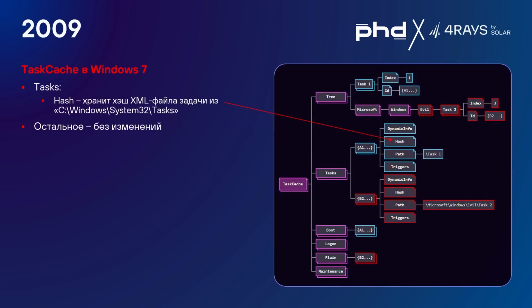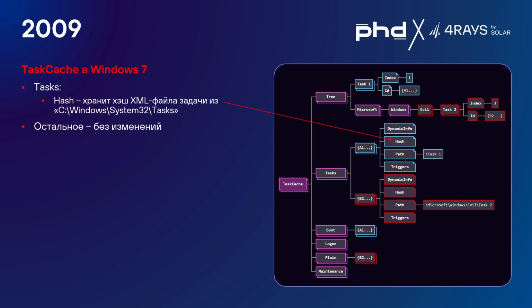In 2003, they added another hash value, which stores the hash of the task's XML file in C:\Windows\System32\Tasks. The rest is unchanged. So Microsoft decided so that the triggers of tasks would be kept in memory, they just wanted the system to run faster. All the rest remained unchanged.